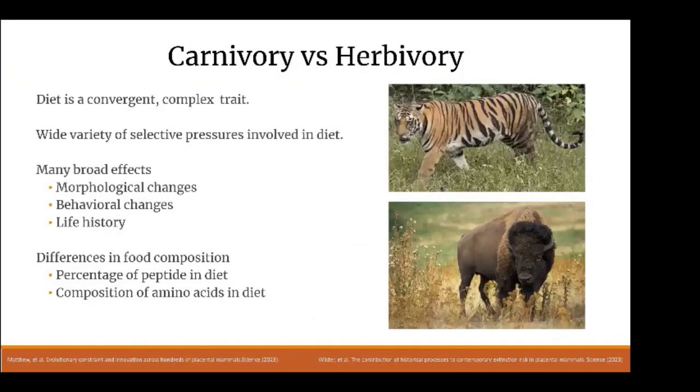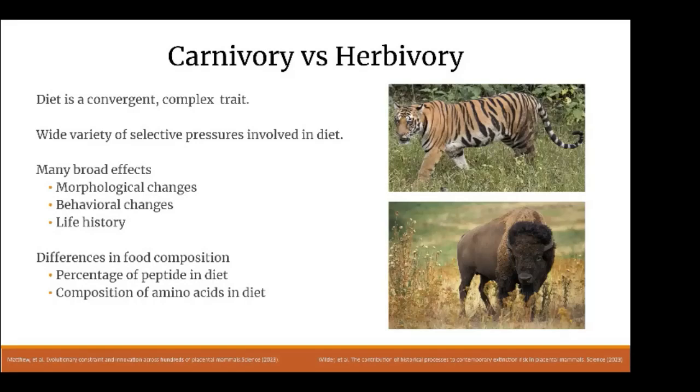The phenotype which we have chosen to examine is carnivory, as opposed to herbivory. We've done this because diet is a convergent and complex trait with a wide variety of selective pressures that it imposes upon individuals. Some are pretty obvious, broad changes that might jump to mind, with different ones depending on your specialization. Morphological changes such as tooth shape, behavioral changes such as food acquisition strategy, and general life history changes.